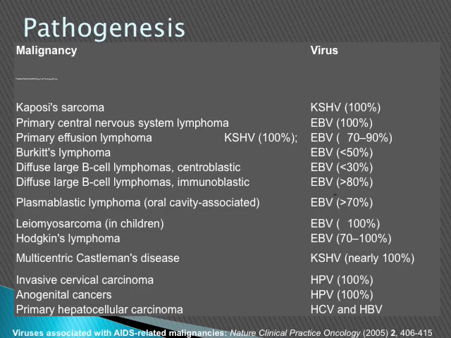I just wanted to show you this so that you could see the variable degrees that EBV is associated with these lymphomas. They show you that 100% you can see with primary CNS as well as with Hodgkin's lymphoma. But then you have these variable degrees here that it's associated with Burkitt's, diffuse large B-cell, plasmablastic. KSHV is HHV8, Kaposi sarcoma herpes virus. You can see that with Kaposi's as well as the Castleman's disease, as well as to some extent, or to all extent, primary effusion lymphoma. And then on the bottom they have the HCV and HBV associated with primary hepatocellular carcinoma.